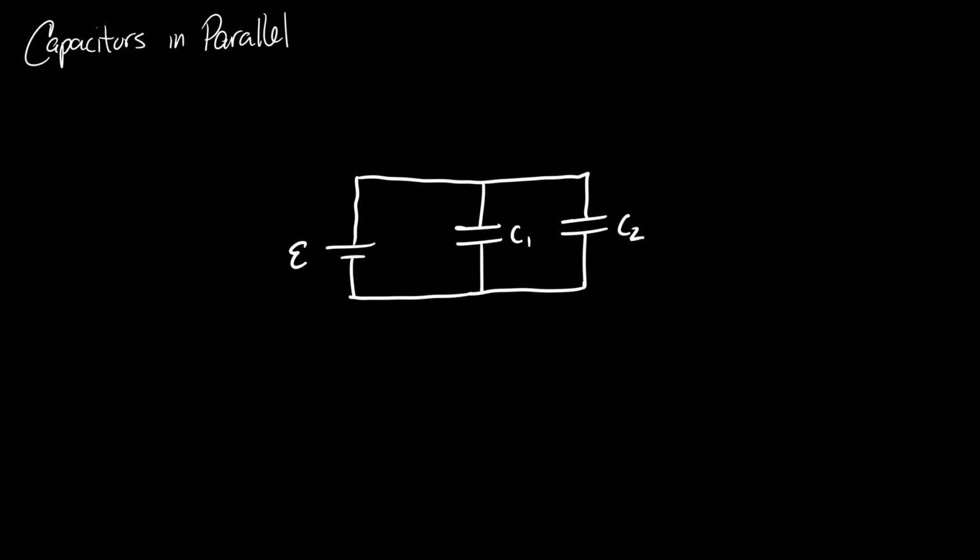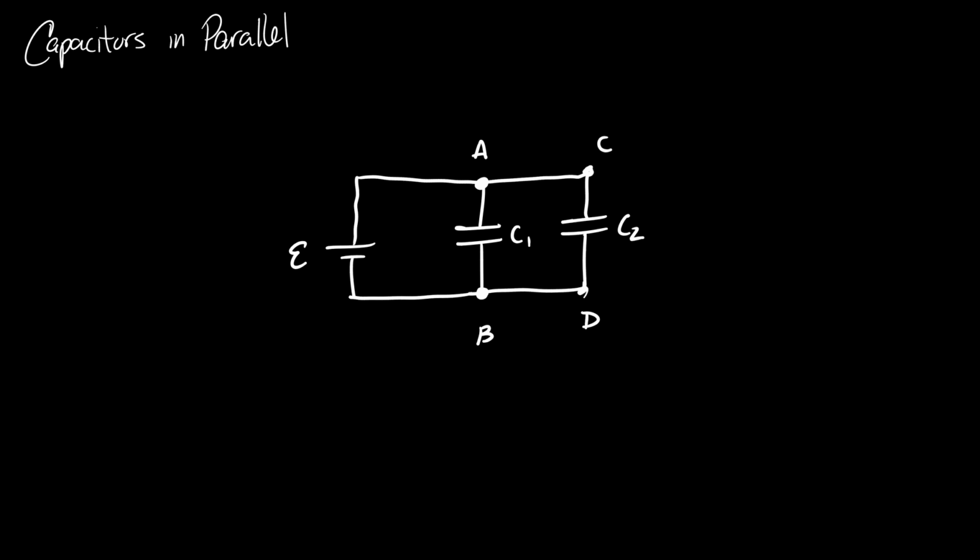This set of capacitors in parallel all are connected across the same potential difference, meaning the potential difference from here to here, from A to B, is the same potential difference as from C to D. They have to be at the same potential because they're joined together. So any differences in potential would level off.